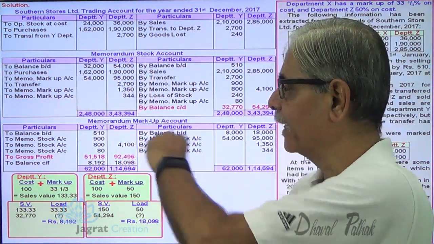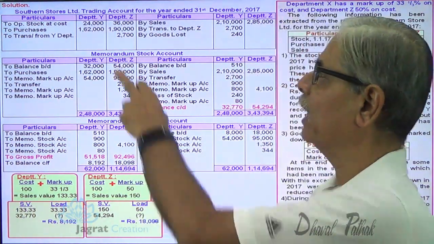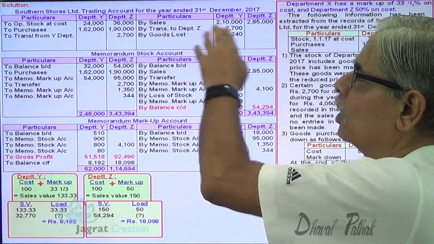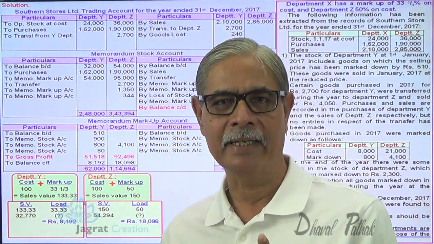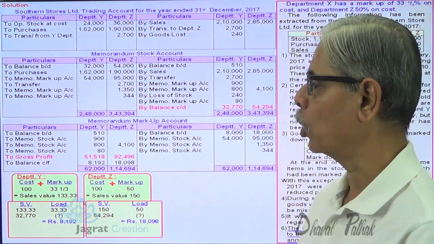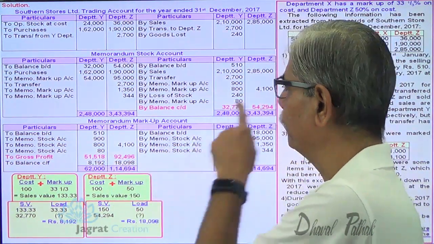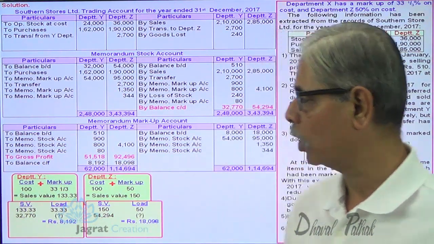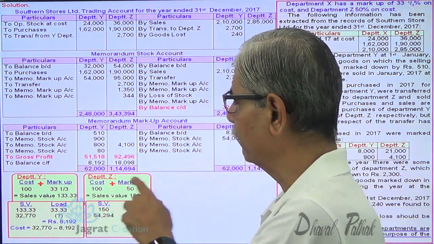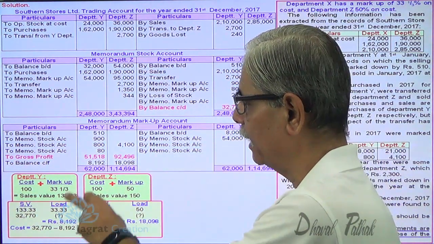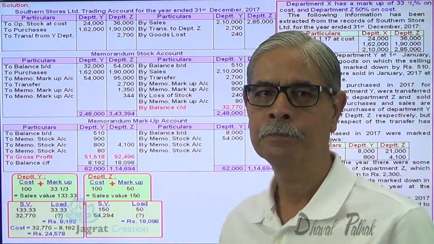Now these are the two working notes. We have already found out the gross profit in this working note. Now I want to find out the gross profit in this trading account. But in trading account, I am required to write down closing stock at cost. So this is the markup value. This is the profit element. Difference between the two is known as cost. So let me find out the cost of stock in Department Y. 32,770 minus 8,190. So this is the cost.